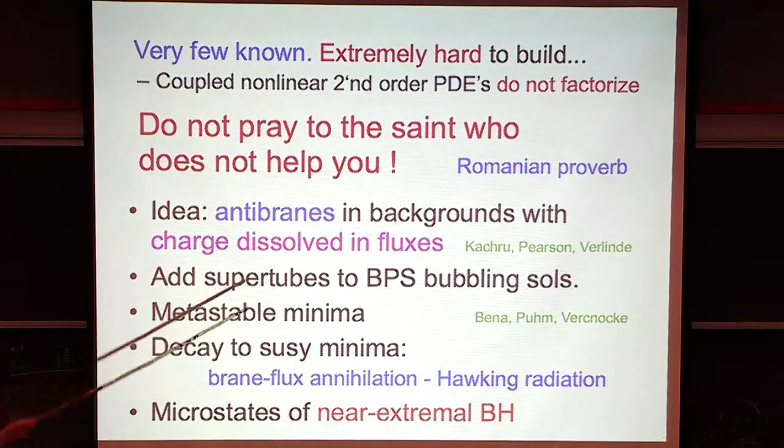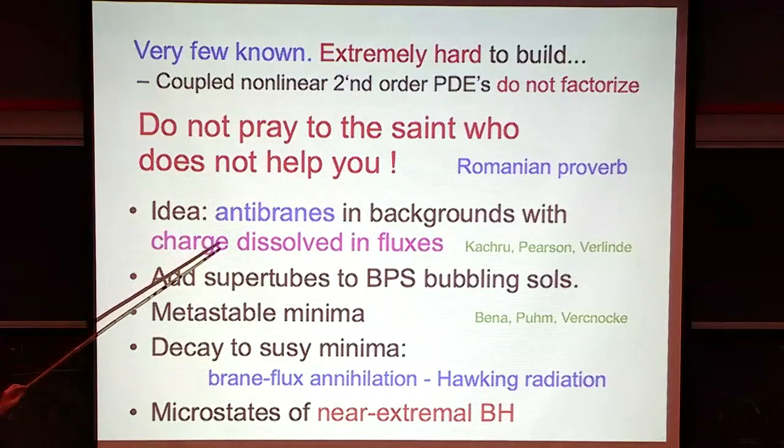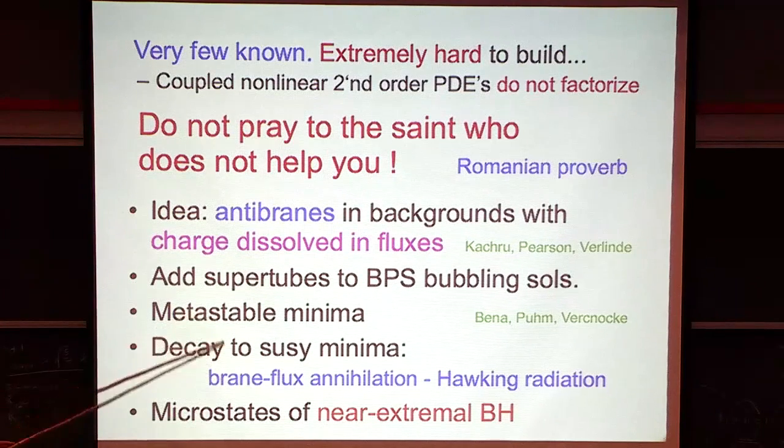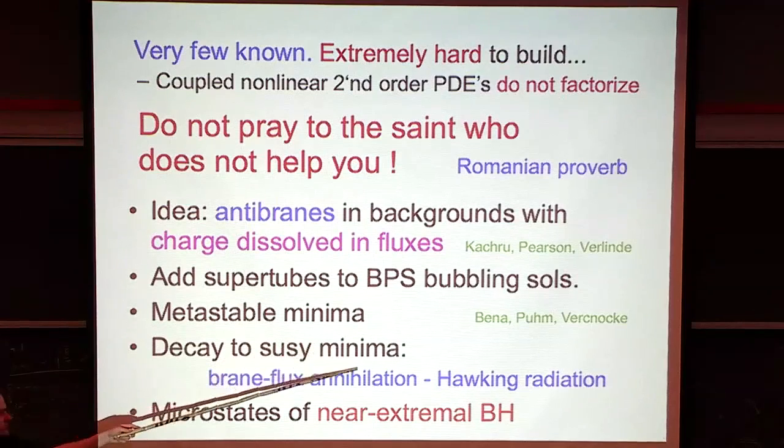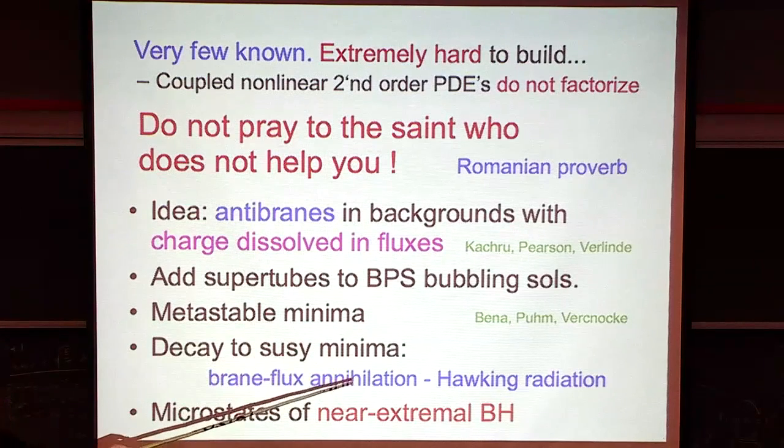And this has been done by Kachru, Pearson, and Verlinde, in the Klebanov-Strassler solution. They took anti-D-branes in backgrounds which have charges in the fluxes. And what we did with Andrea and Vercnocke was to take supertubes, which have negative charge, opposite to that of the background, and to put them in the solution. And what we found is that the supertubes have metastable minima. And moreover, they can decay to supersymmetric minima by brane-flux annihilation.